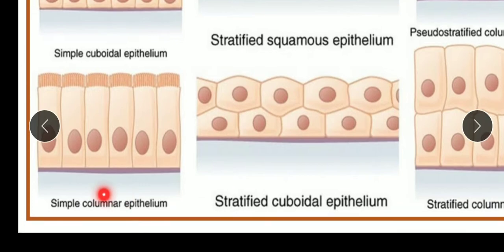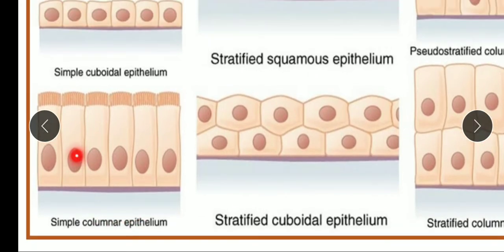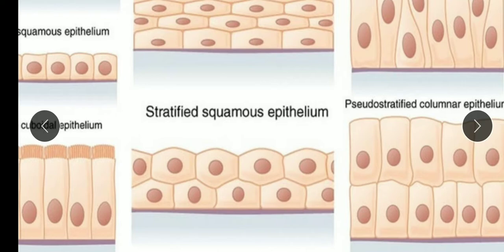Then the simple columnar epithelium. In columnar epithelium, you can see the cells are column like. It is formed of tall pillar-like or brick-like cylindrical cells lying side by side, and here the cells are much taller than they are wide. So understood, children? This is simple columnar epithelium.